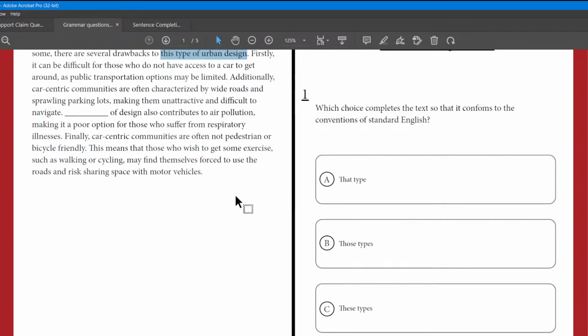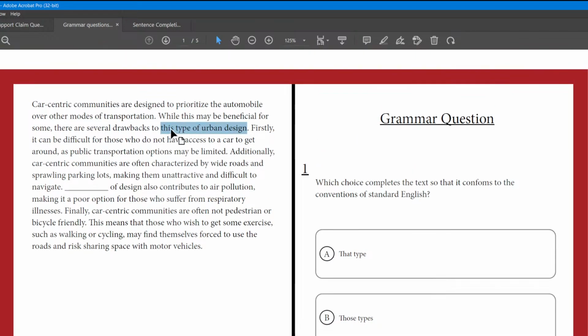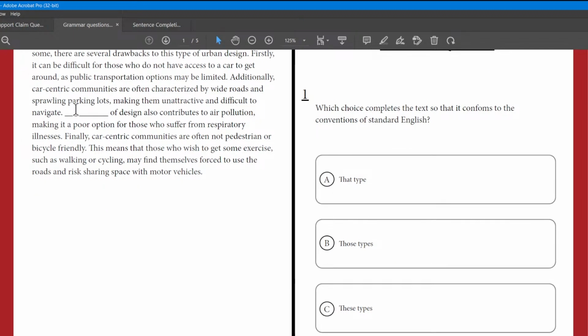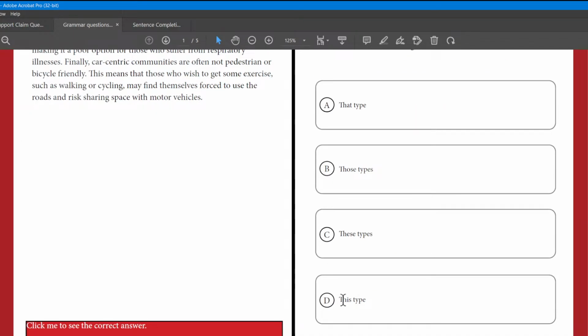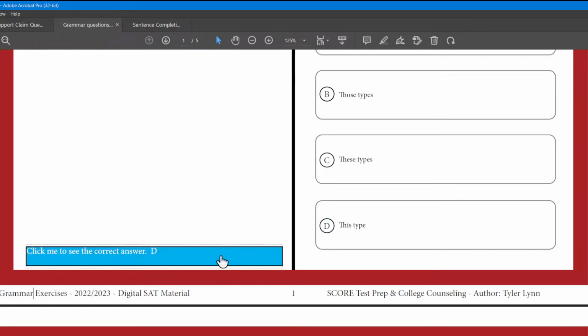And I do see this type of urban design is up here. So that's a clue. And I would probably want to be consistent in my text, right? But again, we're describing it as we speak. So I would probably say this type of design. Since I'm describing what the situation is, I would probably use this type. And that seems like the right answer to me.